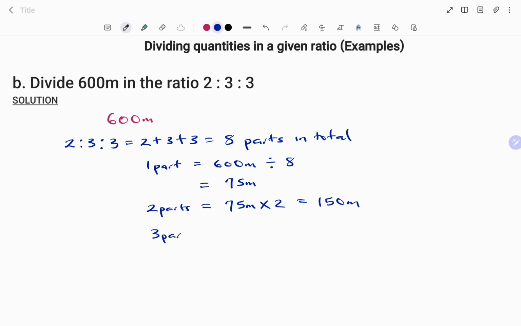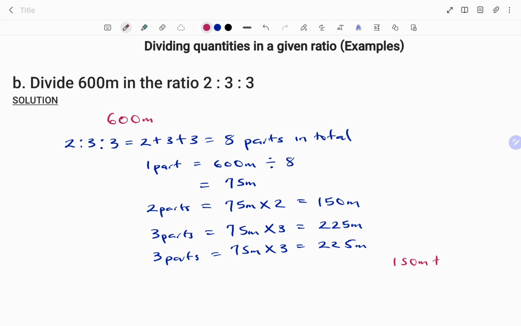To get 3 parts, we are going to multiply the value of one part by 3, which is going to give us 225 meters. And for the last value of our ratio, that's 3 parts again, we get the same value for one part times 3, which is 225 meters. To do a double check, for the 2 parts, we have 150 meters plus 225 plus another 225 for the last value of our ratio. That's going to give us 600 meters in total, which is the quantity we are trying to divide.